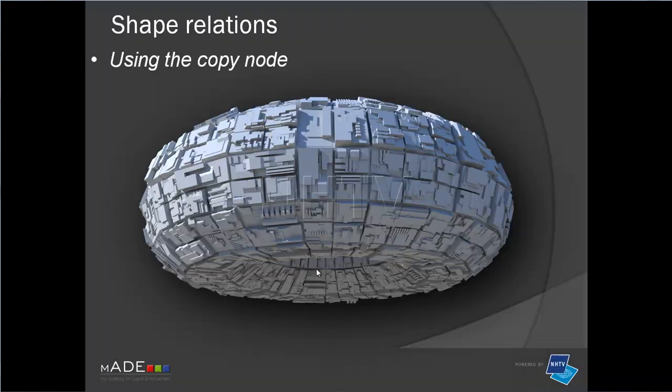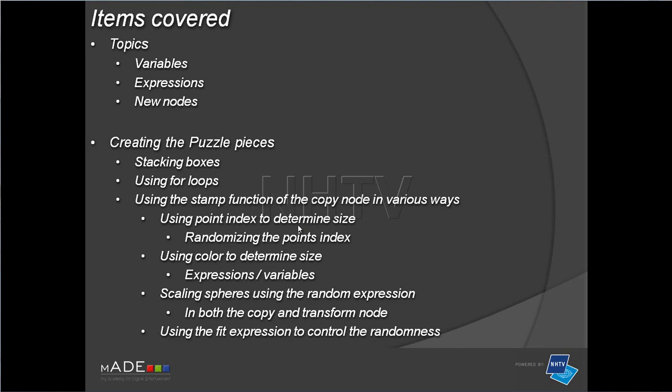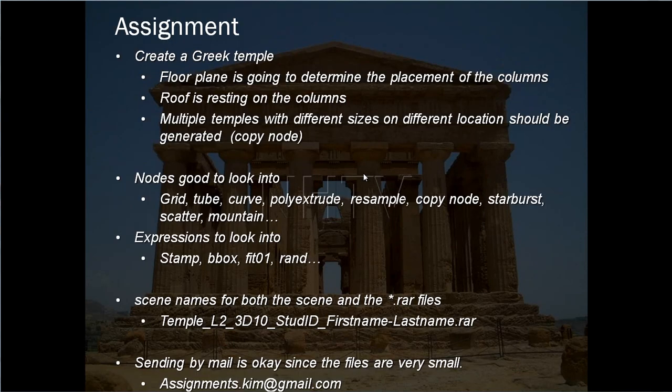We talked about randomness, we talked about copying. Here are the elements that we've been using. Those are all the items we've covered in this whole list: stacking boxes, using for loops, using the stamp function. I forgot to add using the copy nodes as well. But this gives you the total overview of what we're doing.